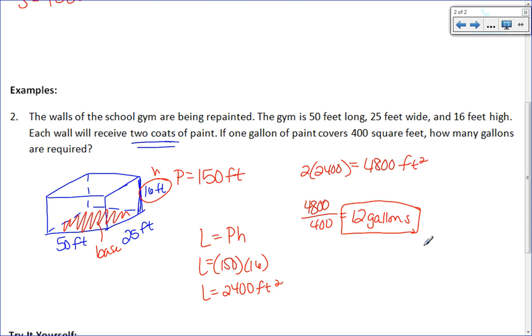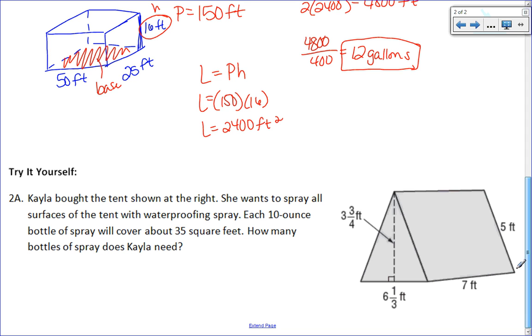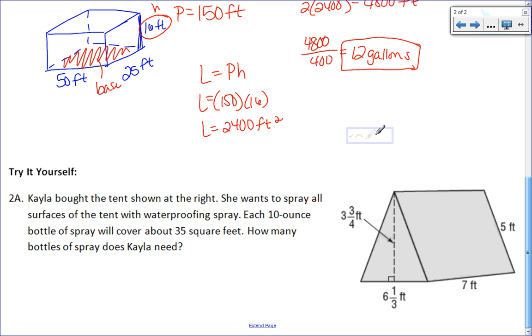Okay. There's a try it yourself problem at the bottom that is very similar. Again, make sure you first identify which side is the base and find the perimeter and height as well as the area of the base before you try to do anything with the formula. So go ahead and pause the video for this one and solve that problem, and then when you're ready to check your answers, press play.